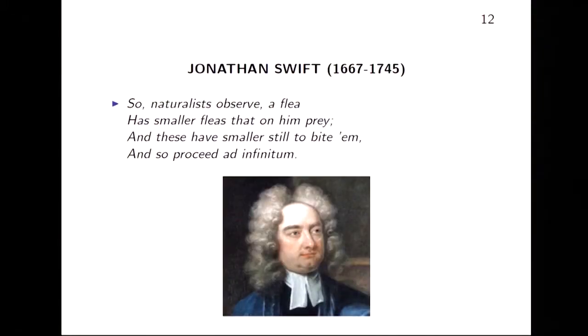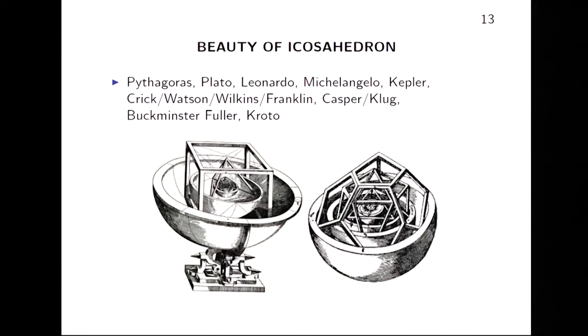Now, let me end with a few quotations. This one is a quick one, appropriately with the name Jonathan Swift. I'll read it to you quickly. So naturalists observe, a flea has smaller fleas that on him prey, and these have smaller still to bite them, and so proceed ad infinitum. Going ad infinitum is a very important mathematical observation, and the bit about fleas, well, it's a bit of literary embellishment. Now let me go back to the icosahedron very quickly.